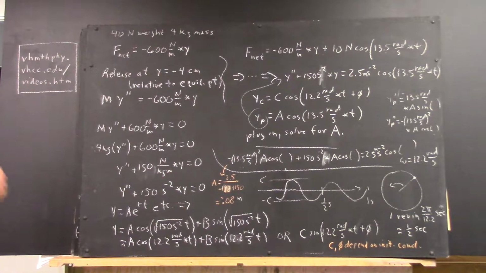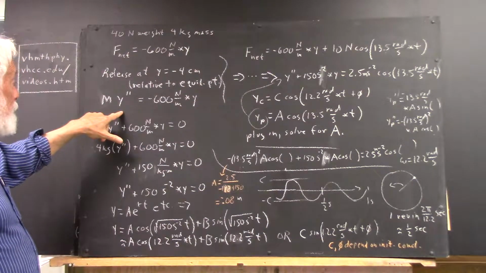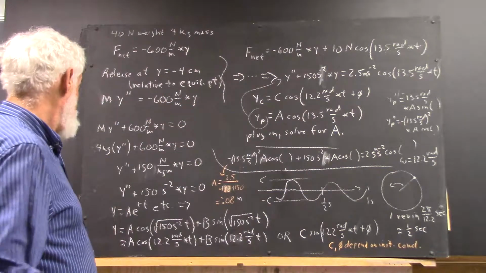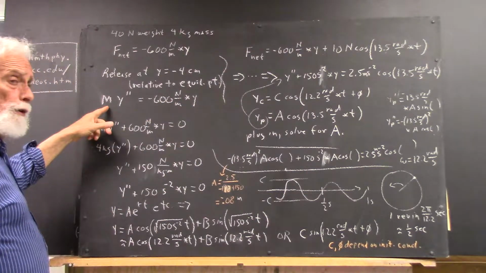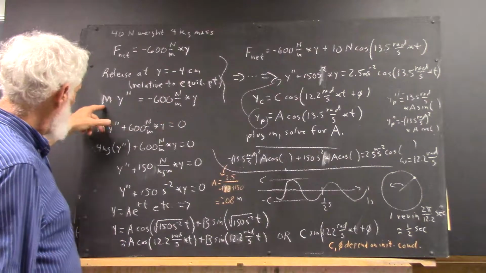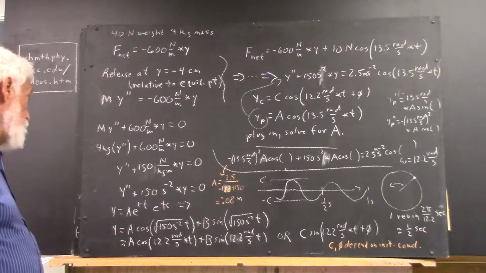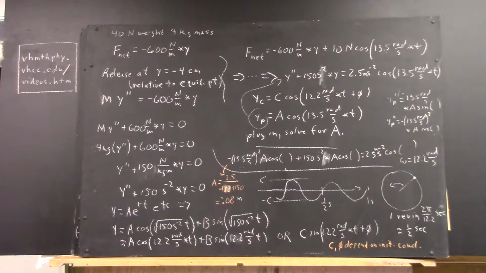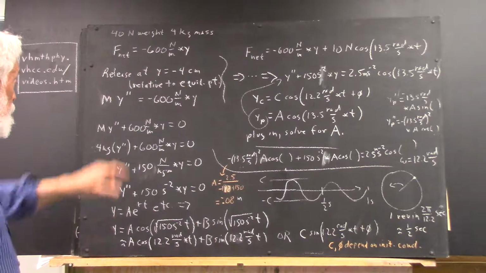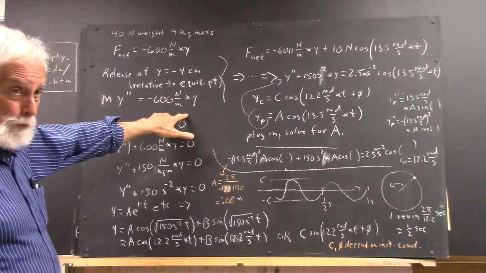Okay, so our net force is mass times y double prime, and that's going to be negative 600 newtons per meter times y. Now we usually use the lowercase m for mass, but now we're using lowercase m for meters, so I used the clumsier capital M for the mass. We're going to replace that by the 4 kilograms in a minute anyhow. So there's an equation that expresses net force equals net force.